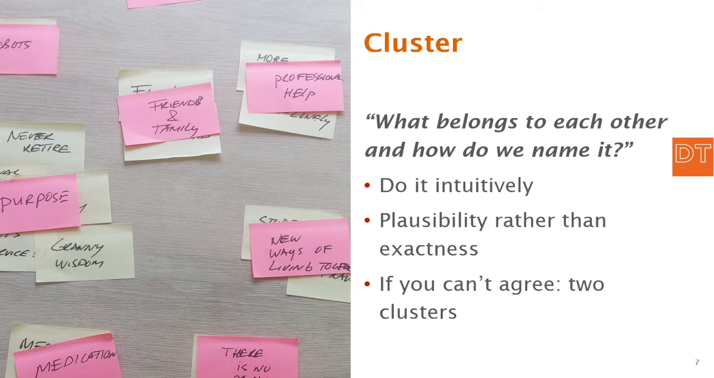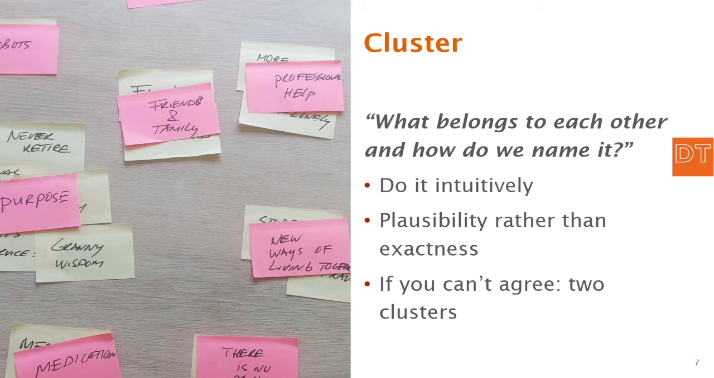The second step is that you cluster those ideas and problems and things that are named. And you ask people what belongs to each other and how will we name this line of reasoning. So they will put everything together which has something to do with mobilizing friends and family, for instance, or they categorize everything that has to do with giving some purpose to the everyday life of the elderly. These things, when you group them together and name them, basically is naming the frame that is on top of it, which frames it all, the ideas.